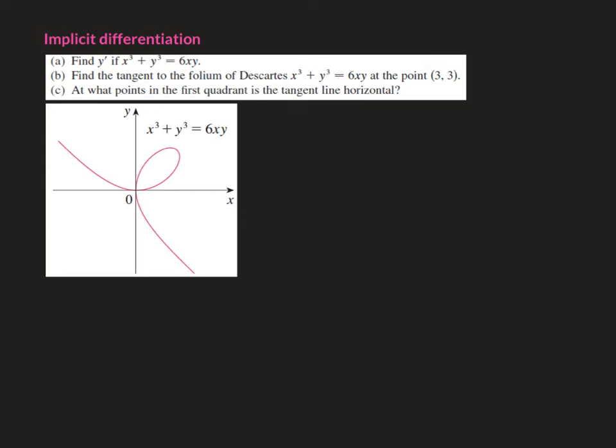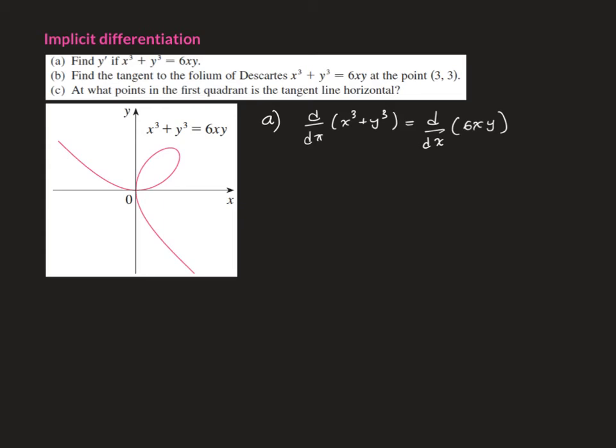So the folium of Descartes, x to the power 3 plus y to the power 3 equals 6xy, is this curve that we have in pink. We can tell that both the left-hand side and the right-hand side have expressions that combine y in a nonlinear way. So the only way we can find the derivative for this expression would be to use implicit differentiation. So let's do that, and we would have the derivative with respect to x of x to the power 3 plus y to the power 3 equals the derivative with respect to x of 6xy.